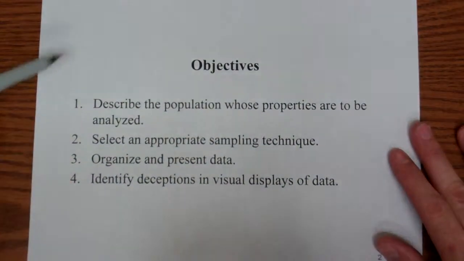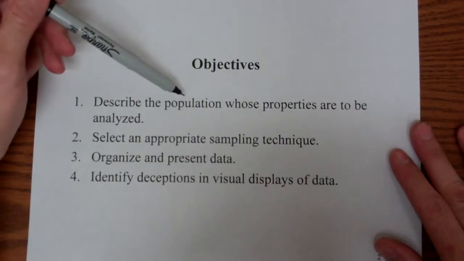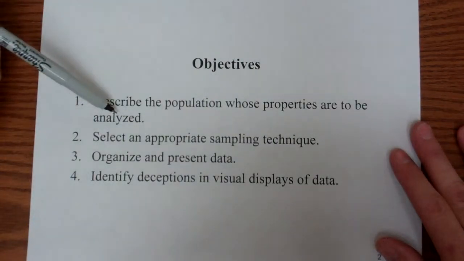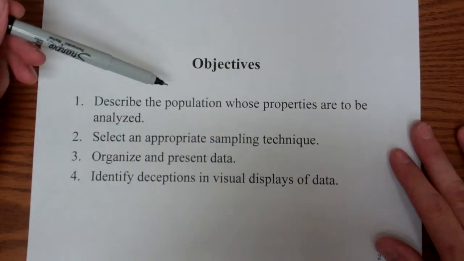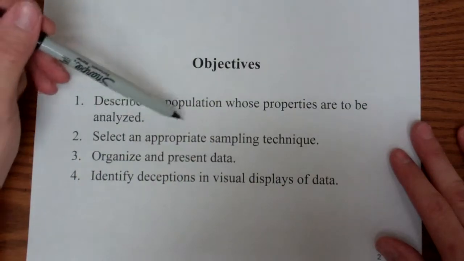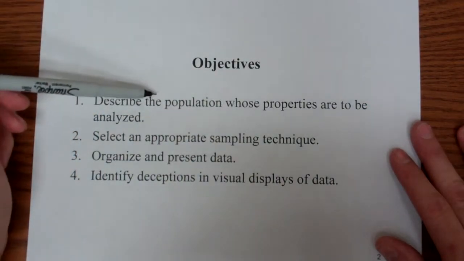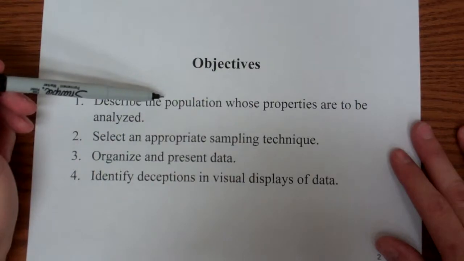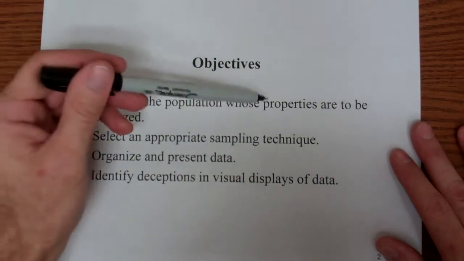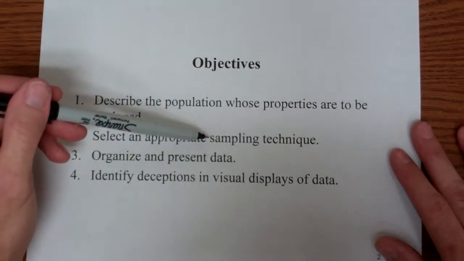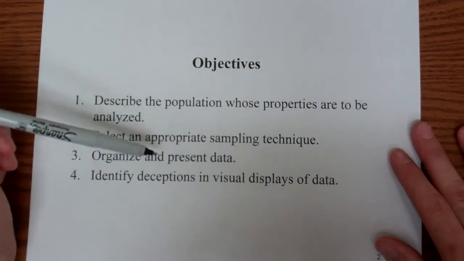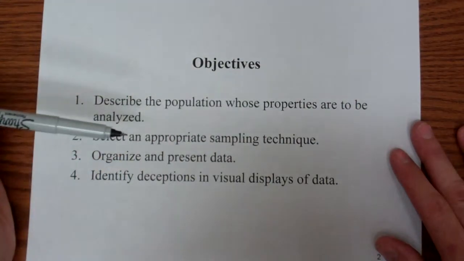And so our first objective is to describe a population whose properties are to be analyzed. And this is really important. Then we're going to select an appropriate sampling technique. Once we've identified the individuals that we're looking for and what property, we need to know how to take a sample of that population so that we can analyze that property.